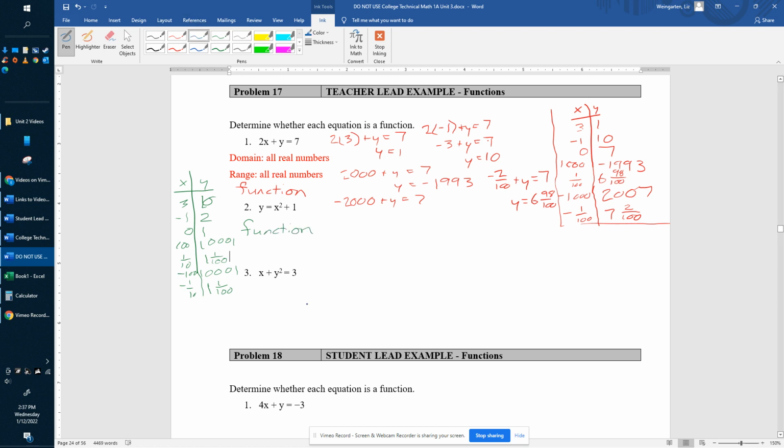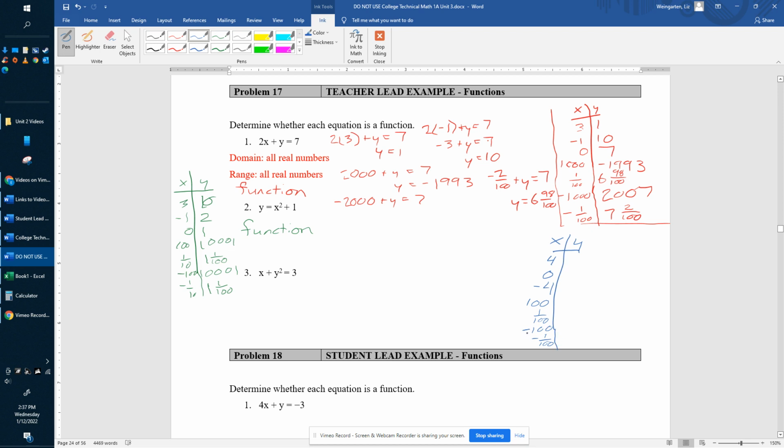How about the next one? Let's do a t-table. Do it over here this time. We have x, we have y. Put in a positive number, put in a negative number. Let's do 4, 0, negative 4. Let's do 100 again. 1/100th. Negative 100 and negative 1/100th.